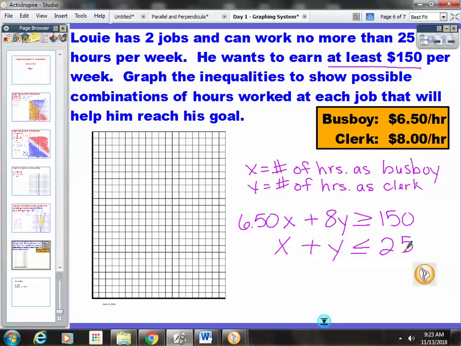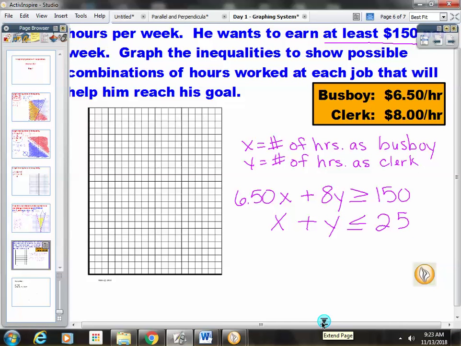We should be able to graph both of these inequalities on the graph, and I know it's small, I apologize, just do your best. Let's label each axis. I'm going to let the x-axis be the number of hours as a busboy, just like we identified here. On the y-axis, I'm going to let that be clerk hours. My y-axis says clerk hours, my x-axis says busboy hours.